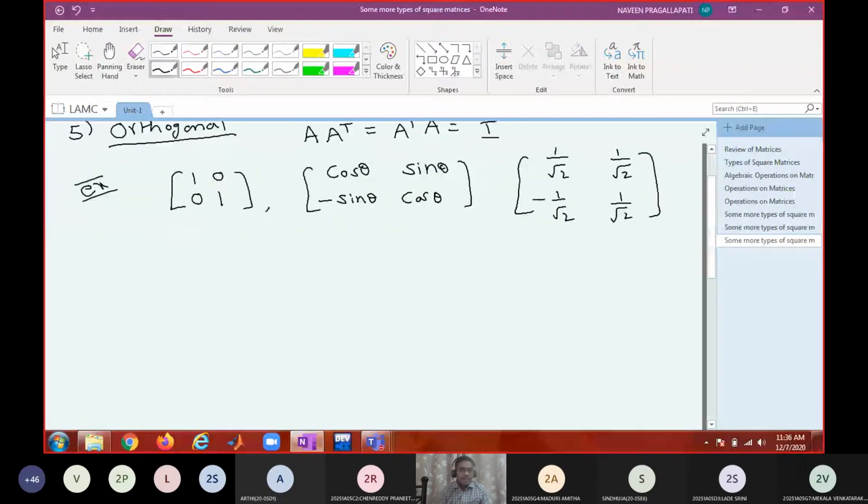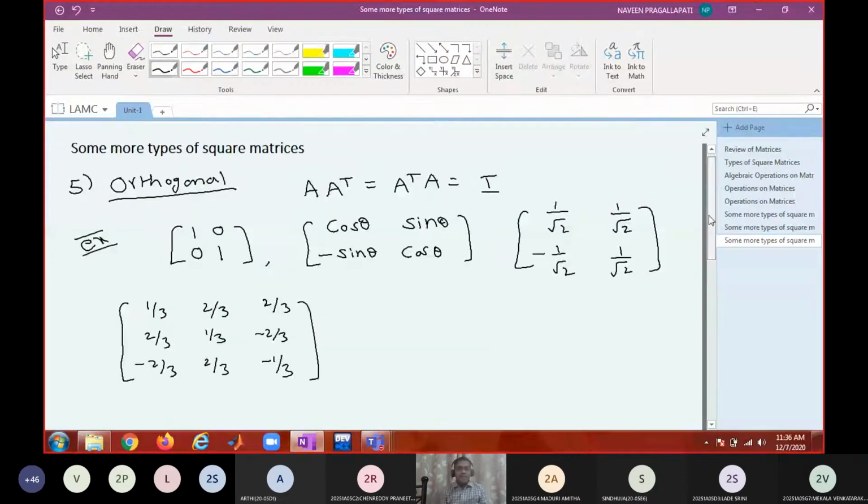I'll write one more example. I'll write it as 1 by 3, 2 by 3, 2 by 3, 2 by 3, 1 by 3, minus 2 by 3, minus 2 by 3, 2 by 3, minus 1 by 3. So I wrote a few examples of orthogonal matrices. Some are 2 by 2, some are 3 by 3. I am telling that these are all orthogonal matrices.